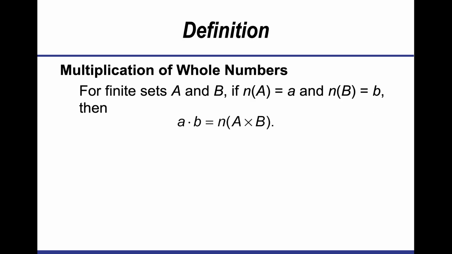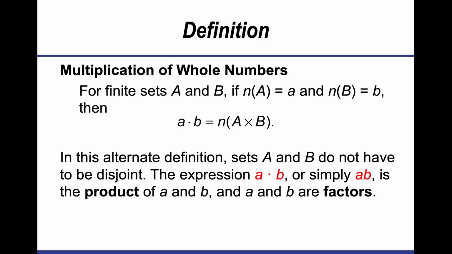So what I also want you to know is it doesn't matter what order you multiply things in. And if I multiply a times b, then I know that a times b is going to be done. So this is an alternate definition. So a times b is the quantity of things in group A done b times, or the quantity of things in group B done a times. So it is a product, and a and b are referred to as factors.